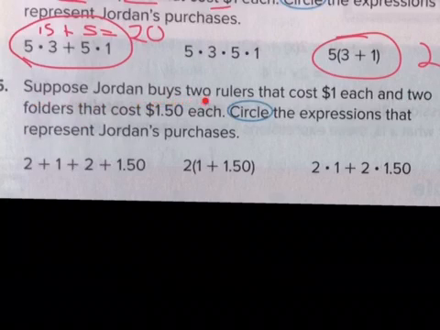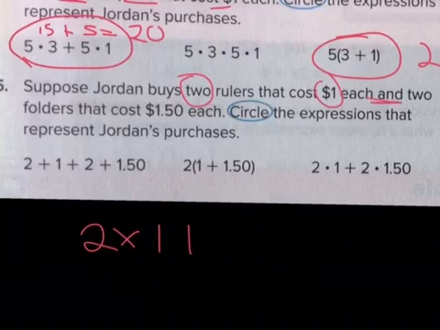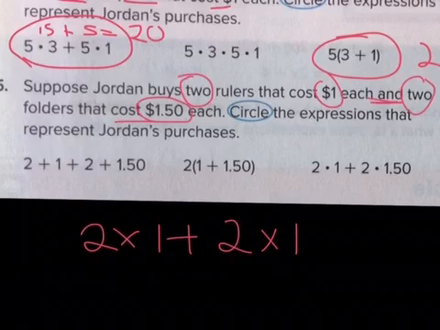Number 5. Suppose Jordan buys 2 rulers. Okay, I'm going to circle the 2 rulers that cost $1 each. I'm buying 2 rulers and they each cost $1, plus 2 folders that cost $1.50 each. Circle the expression that represents Jordan's purchase.